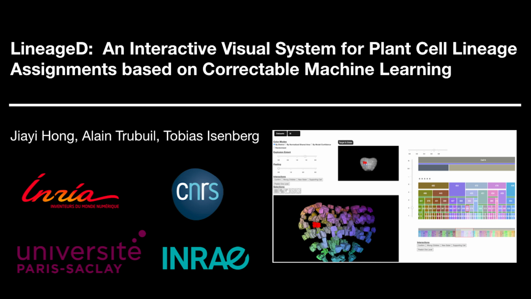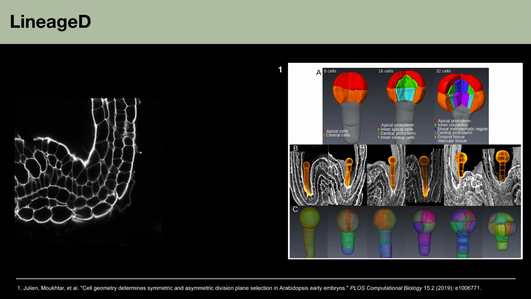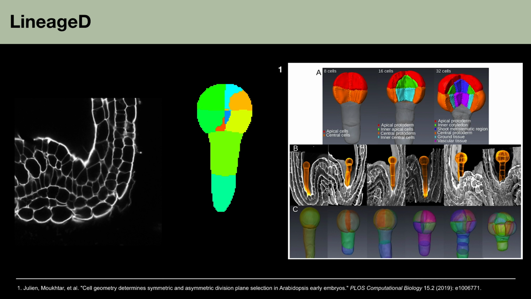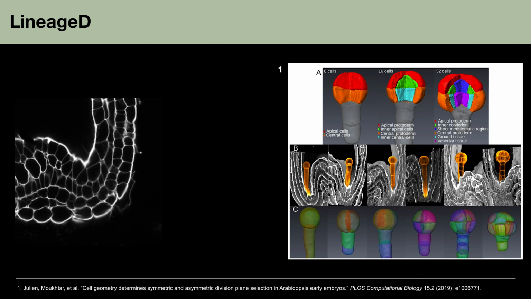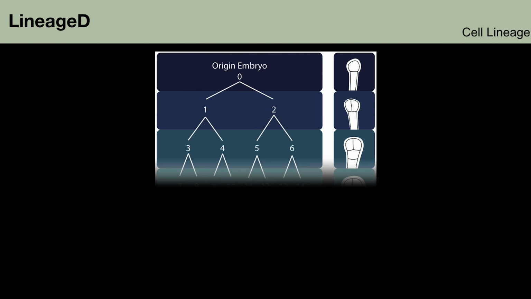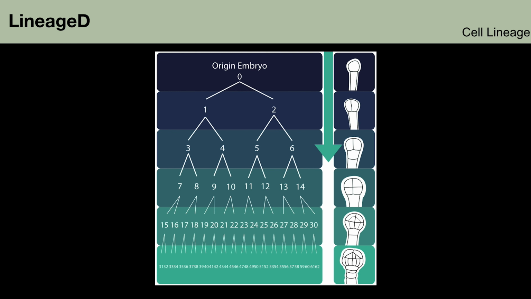We introduce LineageD, an interactive visual system to help biologists with cell lineage assignments for plant embryos. This process is needed because biologists take a single confocal microscopy image at some point in the embryo's development and then use the segmented data to deduce how the embryo developed up to this point, which is the cell lineage.